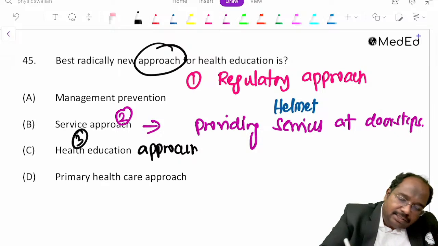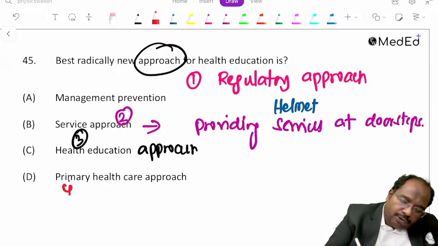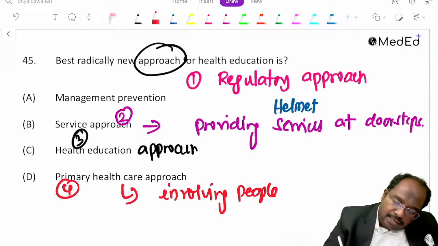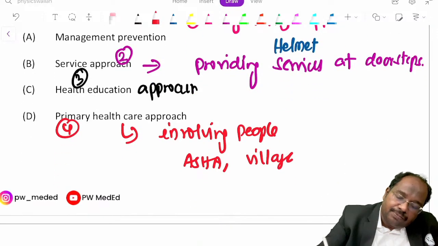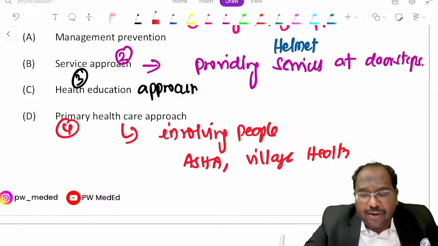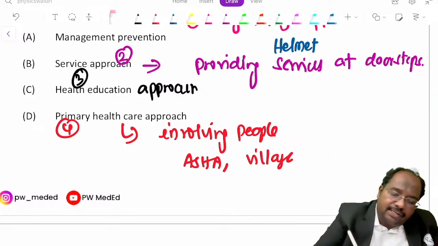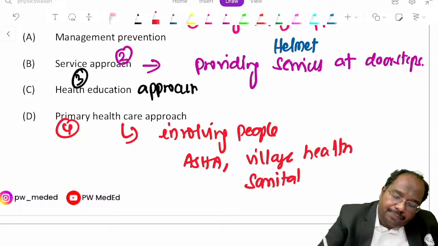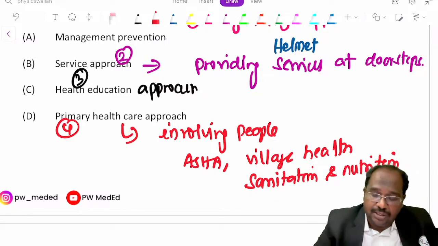The fourth is primary care approach, involving people, for this health education. Example is ASHA. And we have a committee called the Village Health Sanitation and Nutrition Committee, which is involved in village health planning. This committee, they themselves plan for the village.